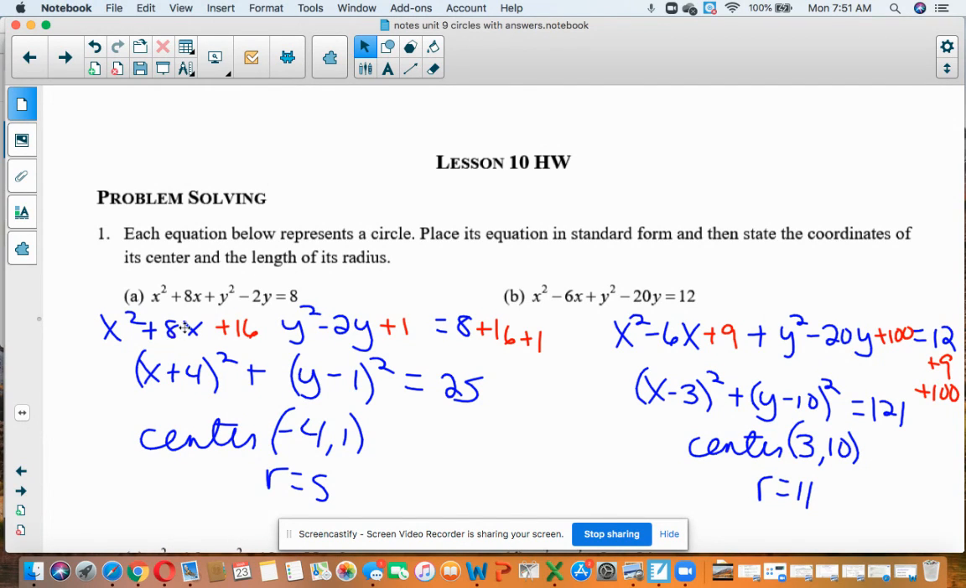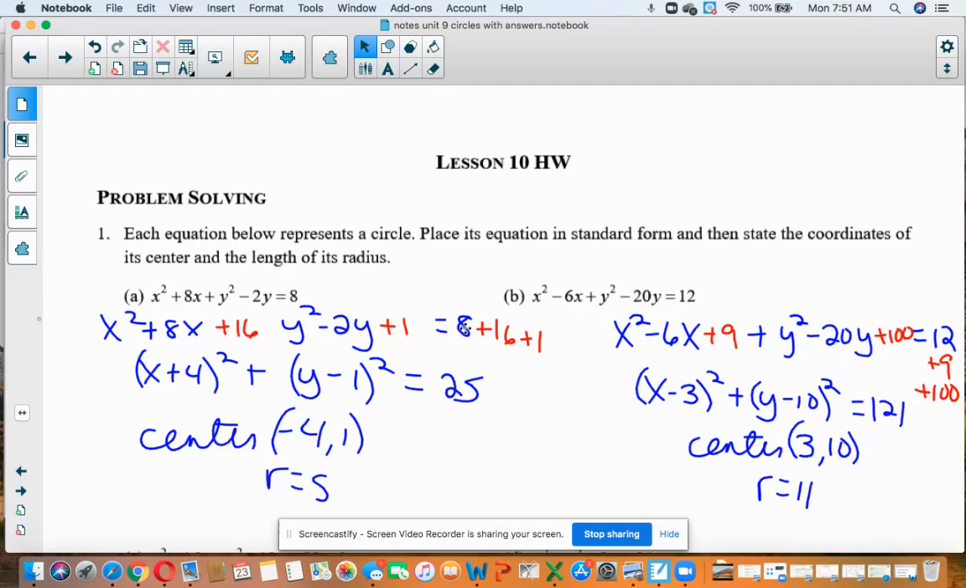Half of 8, I take half of this b term. Half of 8 is 4. And 4 squared is 16. So I add on 16 to the left and to the right. I do the same thing with y squared minus 2y. I take half of this b term. Half of negative 2 is negative 1. Negative 1 squared is 1. Whatever I add on to the left, I need to add on to the right.